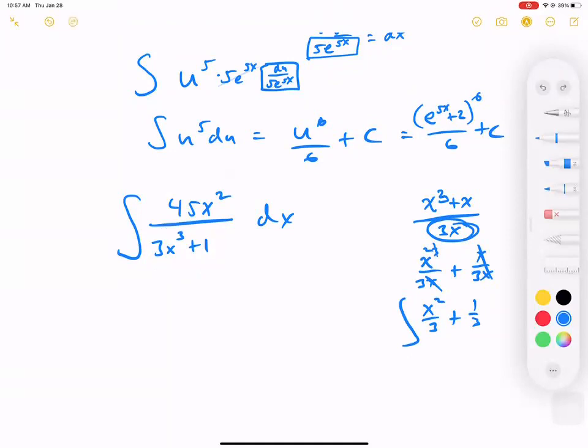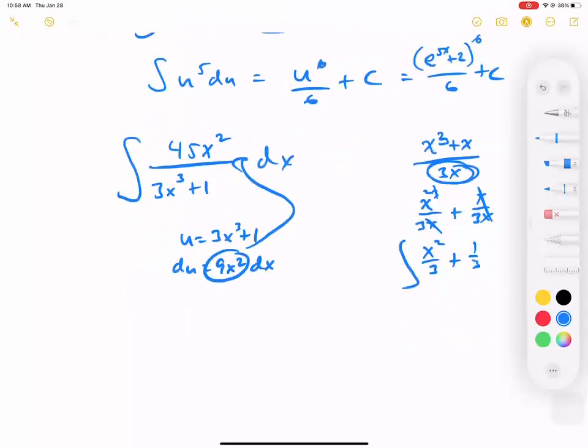So instead, choose your sacrifice. If I choose 3x cubed plus 1 to be my sacrifice, take the derivative in your head. What's the derivative of 3x cubed plus 1? It's 9x squared. Does 9x squared seem to divide out the value on top? It does. And that's the idea. We can simplify this out with u substitution.